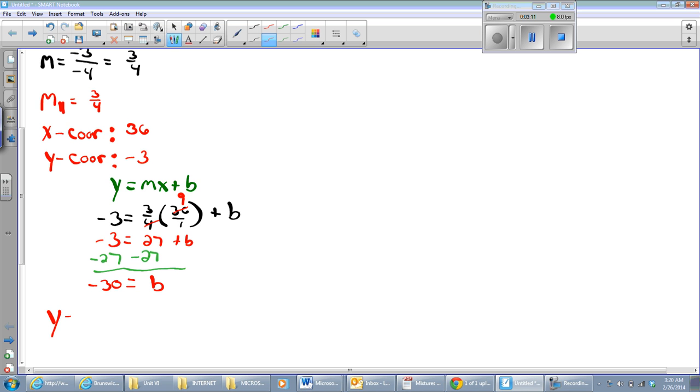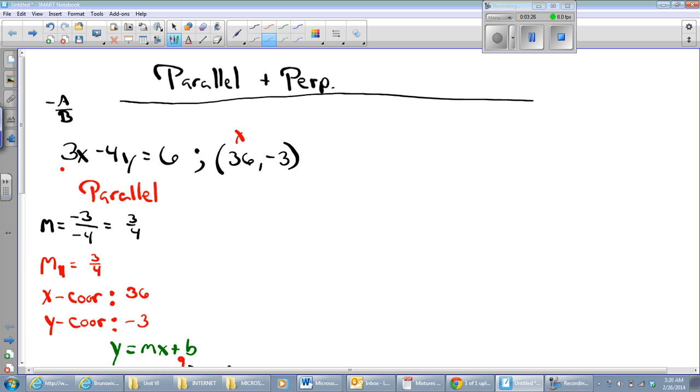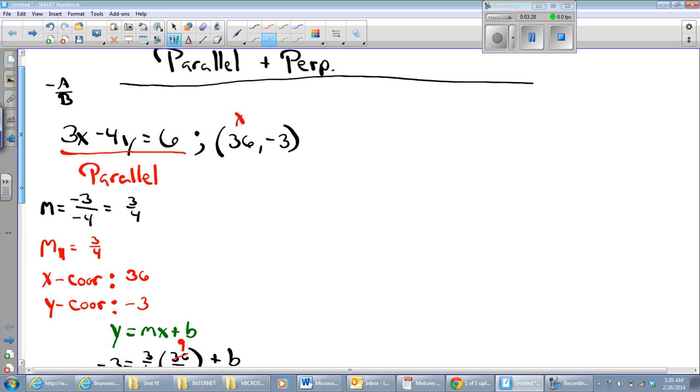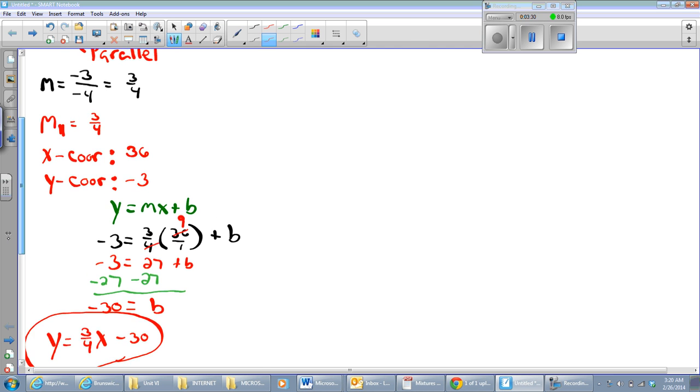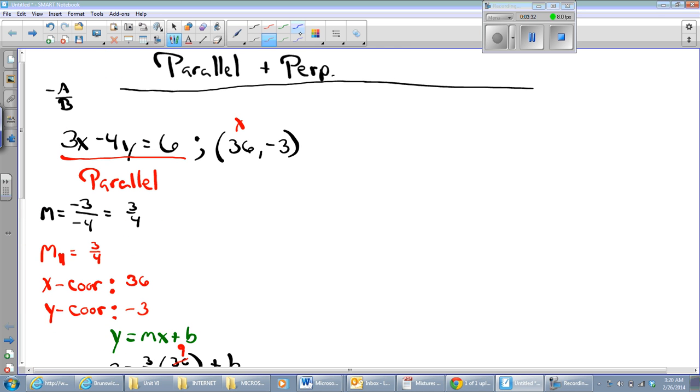So I'm going to get y equals, what's my slope? 3/4 x. And then my y-intercept is -30. And that line is parallel to the original line. If I were to graph them both, you would find that they are parallel. Now I'm going to do a perpendicular one. I just like to say perpendicular.